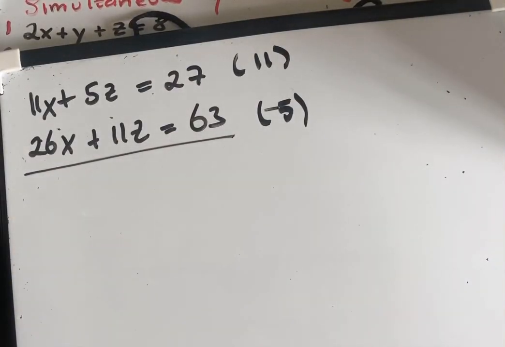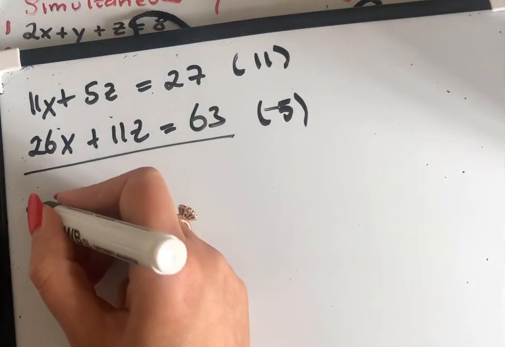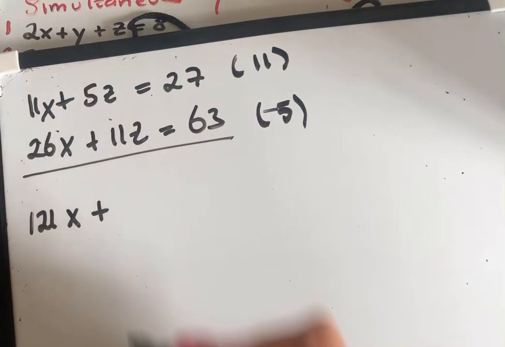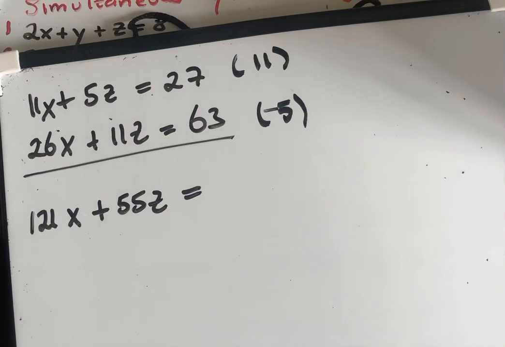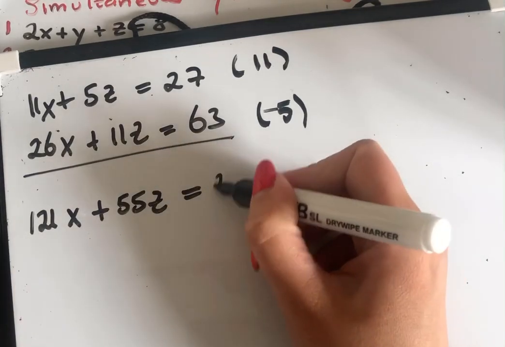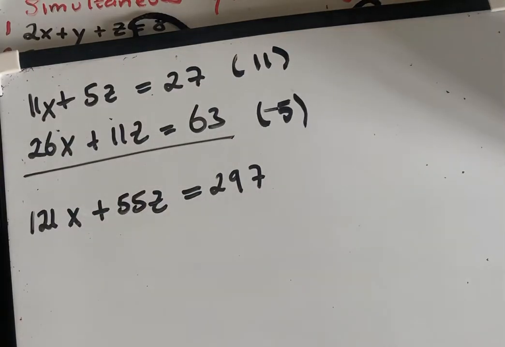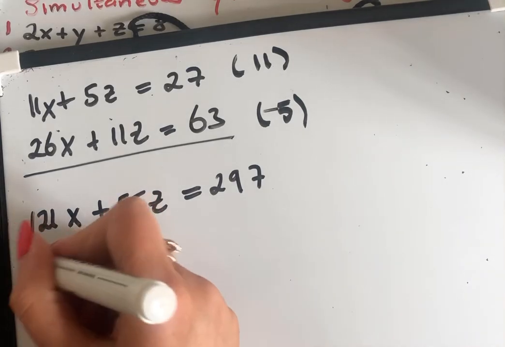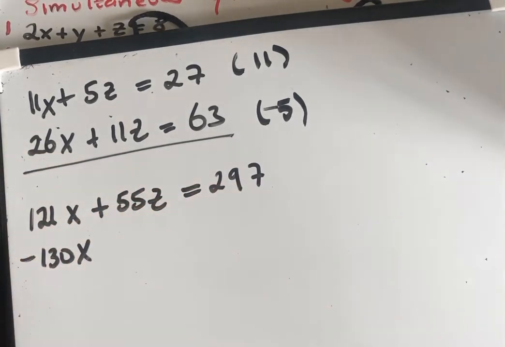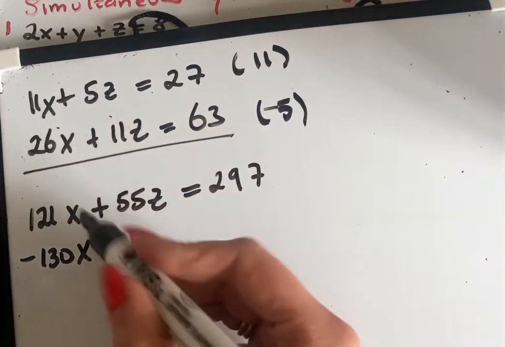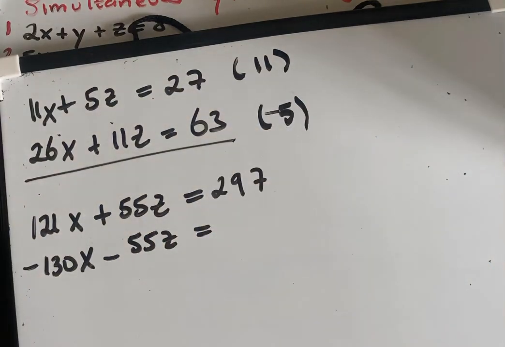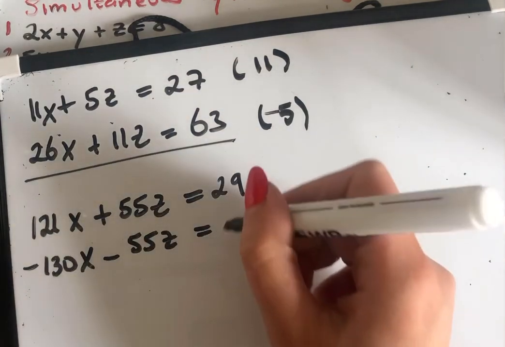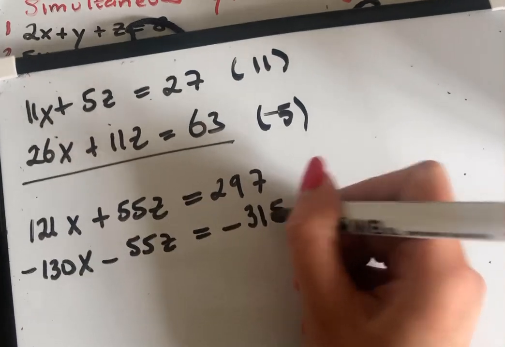So we'll start off and we're going to do 11 by 11 is 121x. 11 by 5 is 55, and don't forget our z. And we equal that to 27 by 11, which is 297. On the bottom line, we're going to multiply 26 by negative 5 to give us minus 130x. 11z by minus 5 is minus 55z. And then we're going to do minus 5 by 63, which is negative 315.